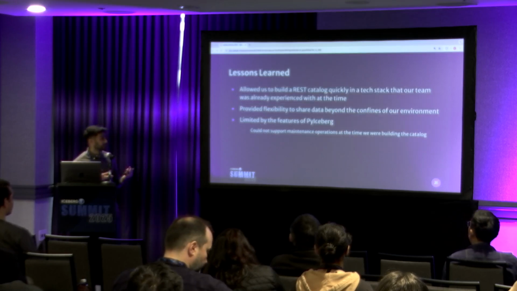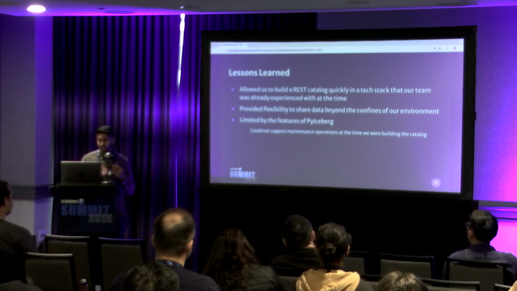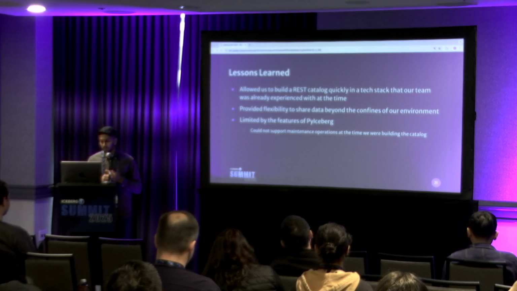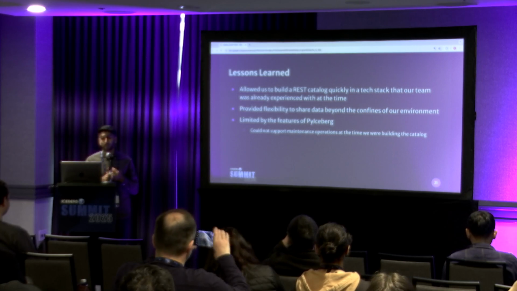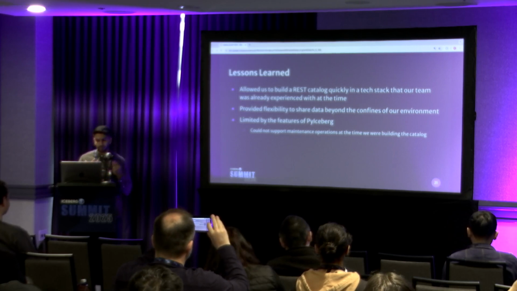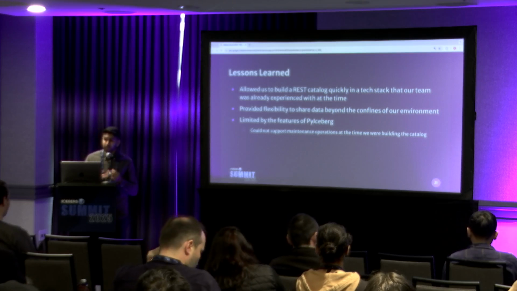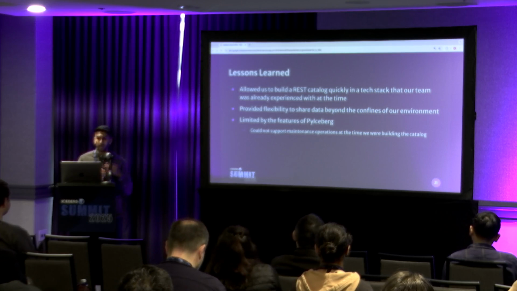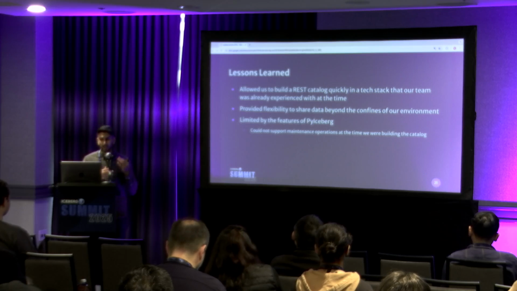Some lessons that we learned: when we at first decided we wanted to use the REST catalog, it was a little daunting for us because we thought we had to build it completely from scratch. But the decision to write it in Python and use PyIceberg made it much easier, and it allowed us to build it much more quickly in a stack that we're familiar with. The decision to use the REST catalog also gave us a lot of flexibility in the conversations we were having of how we wanted to share that data beyond the confines of just our internal platform environment.